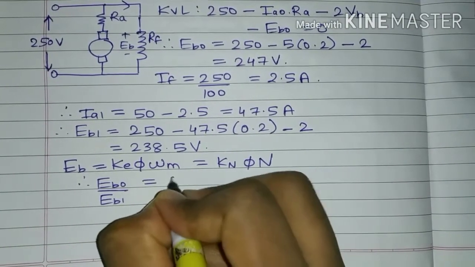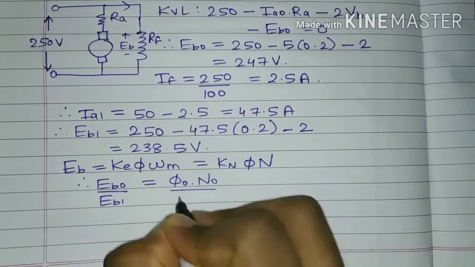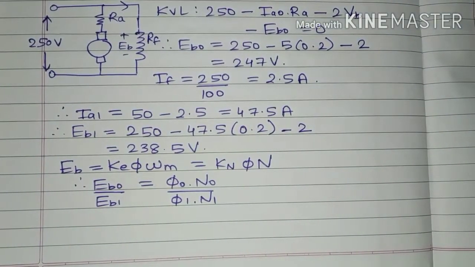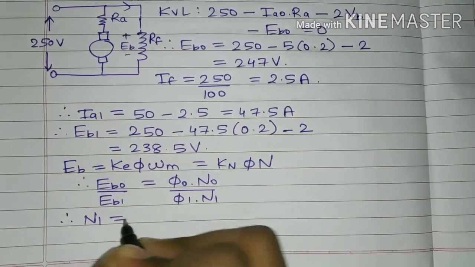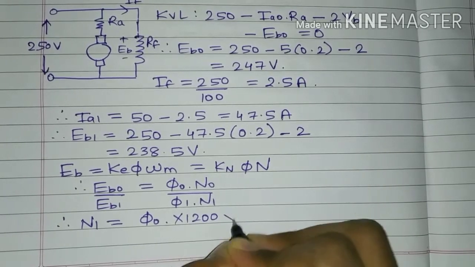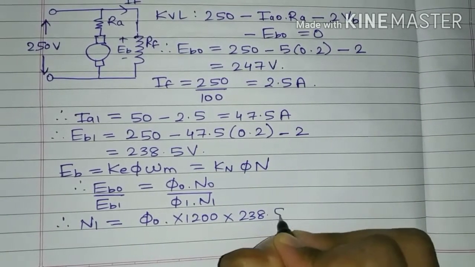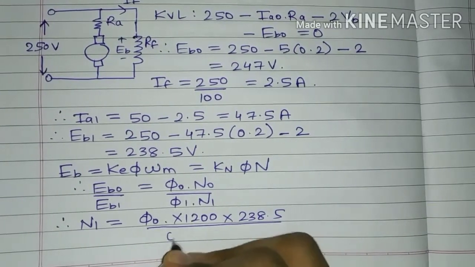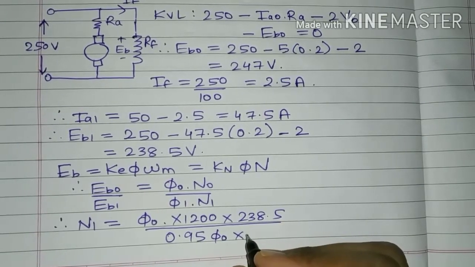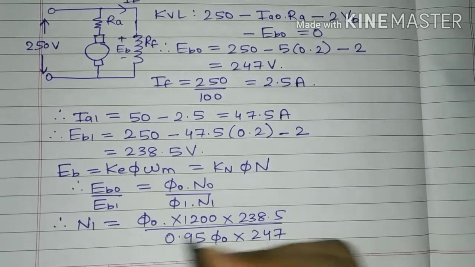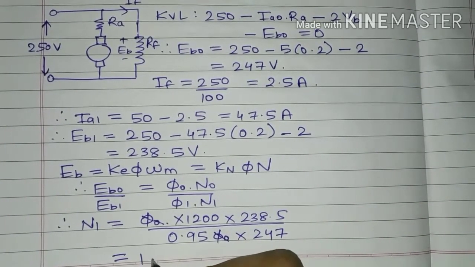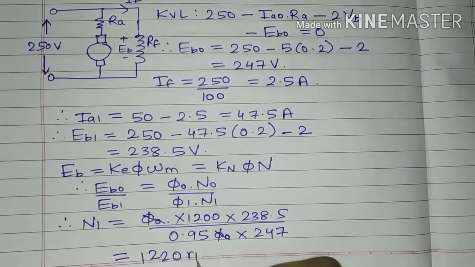So EB0 upon EB1 will be equal to phi 0 into n0 upon phi 1 into n1. Hence we can write that n1 is equal to phi 0 into 1200, which is the no load speed, into 238.5, which is the back EMF under load, divided by 0.95 phi 0 into 247, which is the no load back EMF. This phi 0 and phi 0 get cancelled, hence n1 is approximately equal to 1220 rpm.